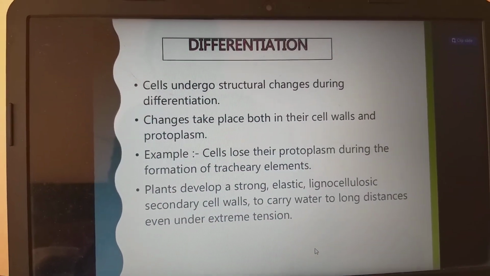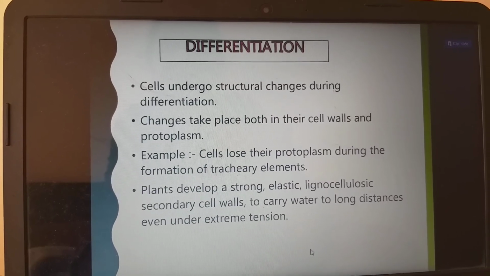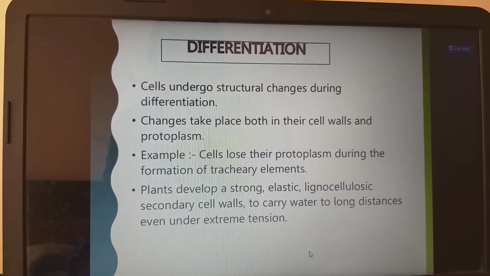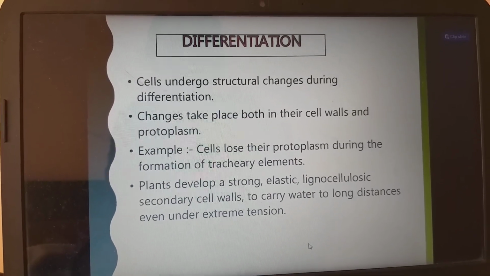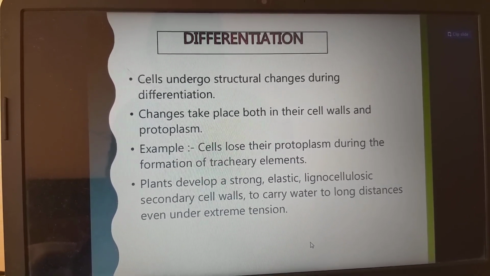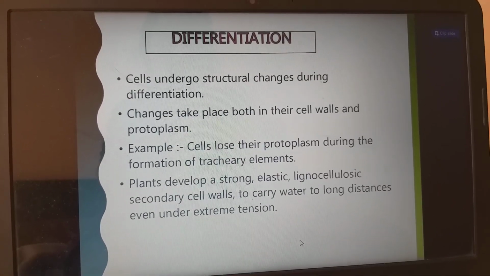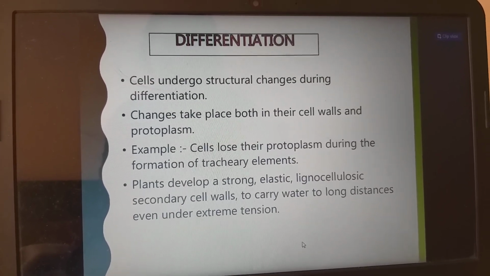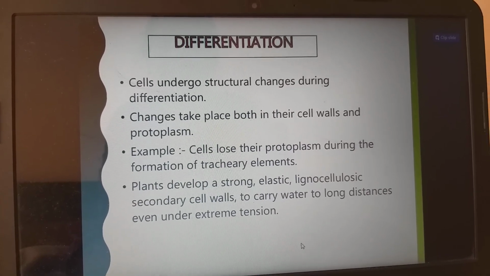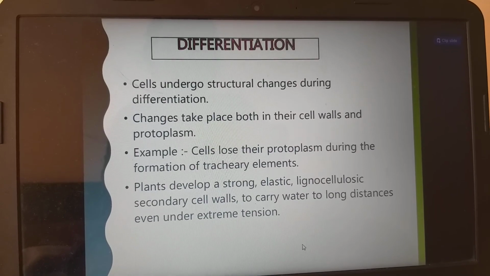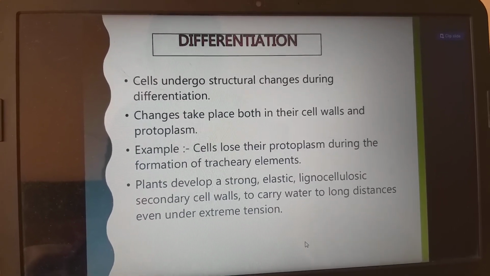Next, in differentiation, the cell undergoes structural changes. Changes take place both in the cell walls as well as in the protoplasm. For example, cells lose their protoplasm during the formation of tracheary elements. Plants develop a strong, elastic, lignocellulosic secondary cell wall to carry water over long distances even under extreme tension.